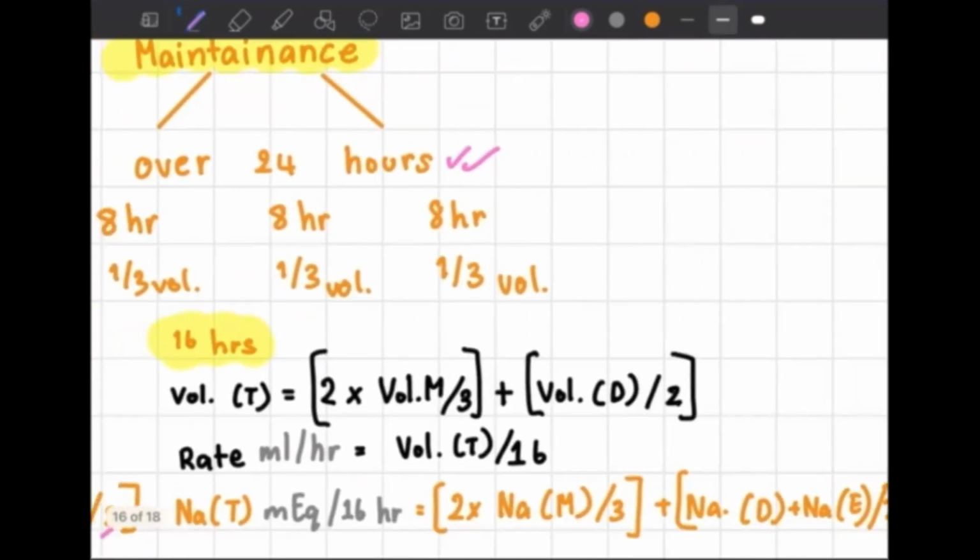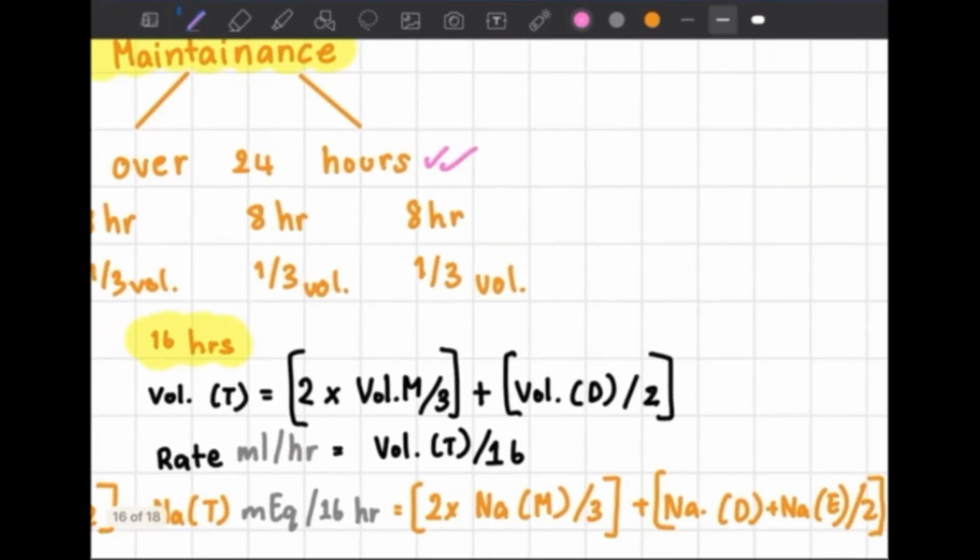Now, let's look at the 16-hour mark. In the 16-hour mark, your total volume would be slightly different. You're going to have to take 2 multiplied by the volume maintenance. As we talked about earlier, the maintenance volume is given over 24 hours. So during the first 8 hours, we have used up 1/3 of our volume. So now we are going to need to use these two. 8 plus 8 is 16. And then you have 2 multiplied by the volume maintenance over 3. So that's the origin of it.